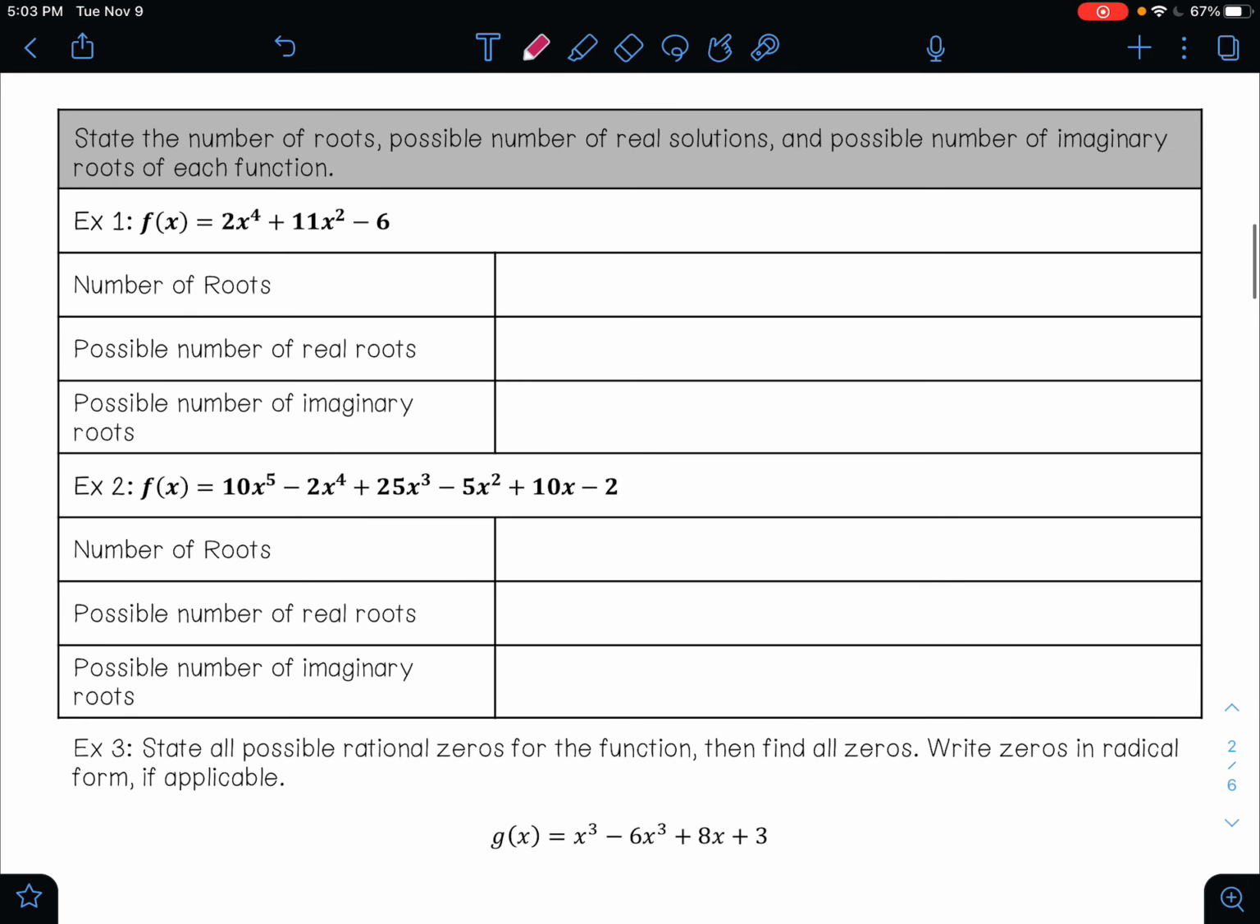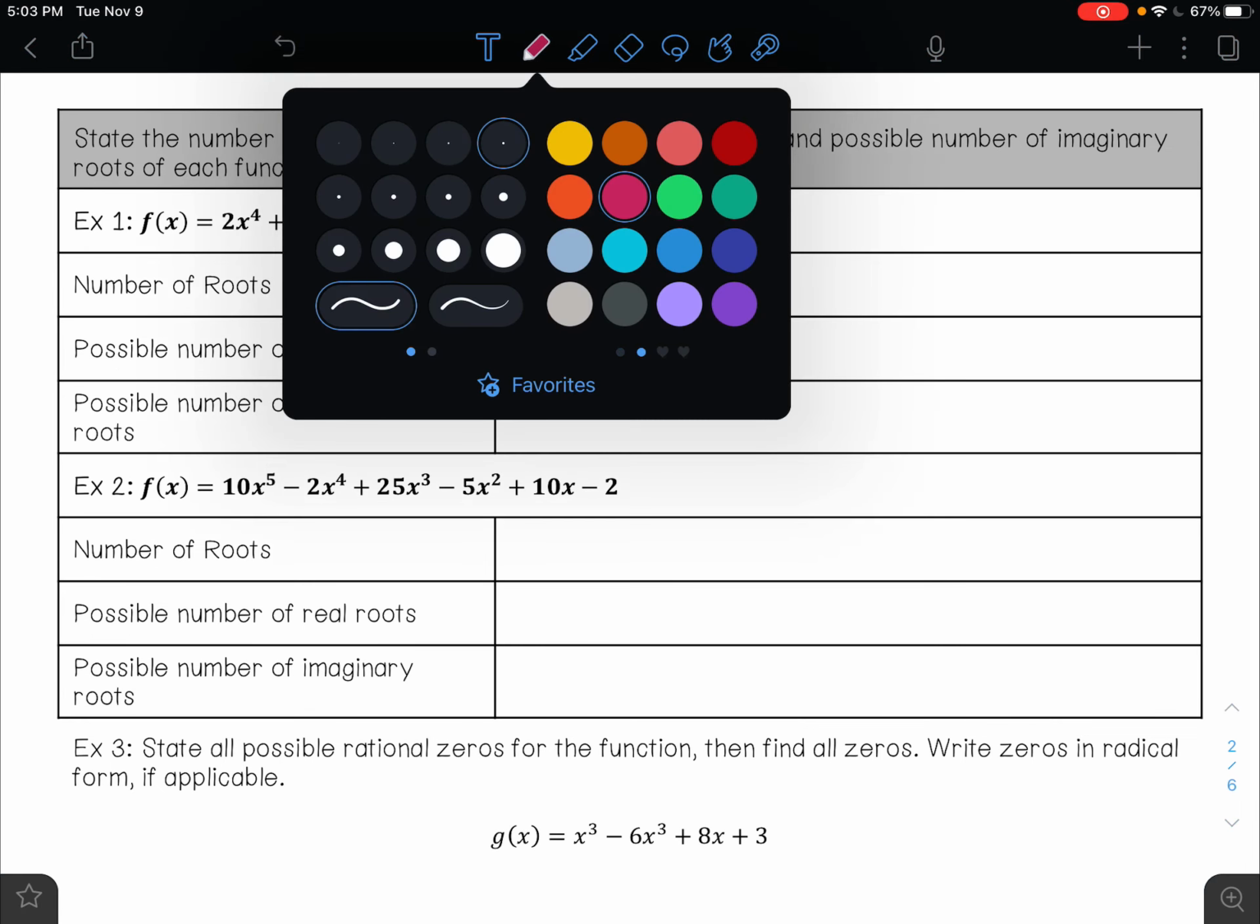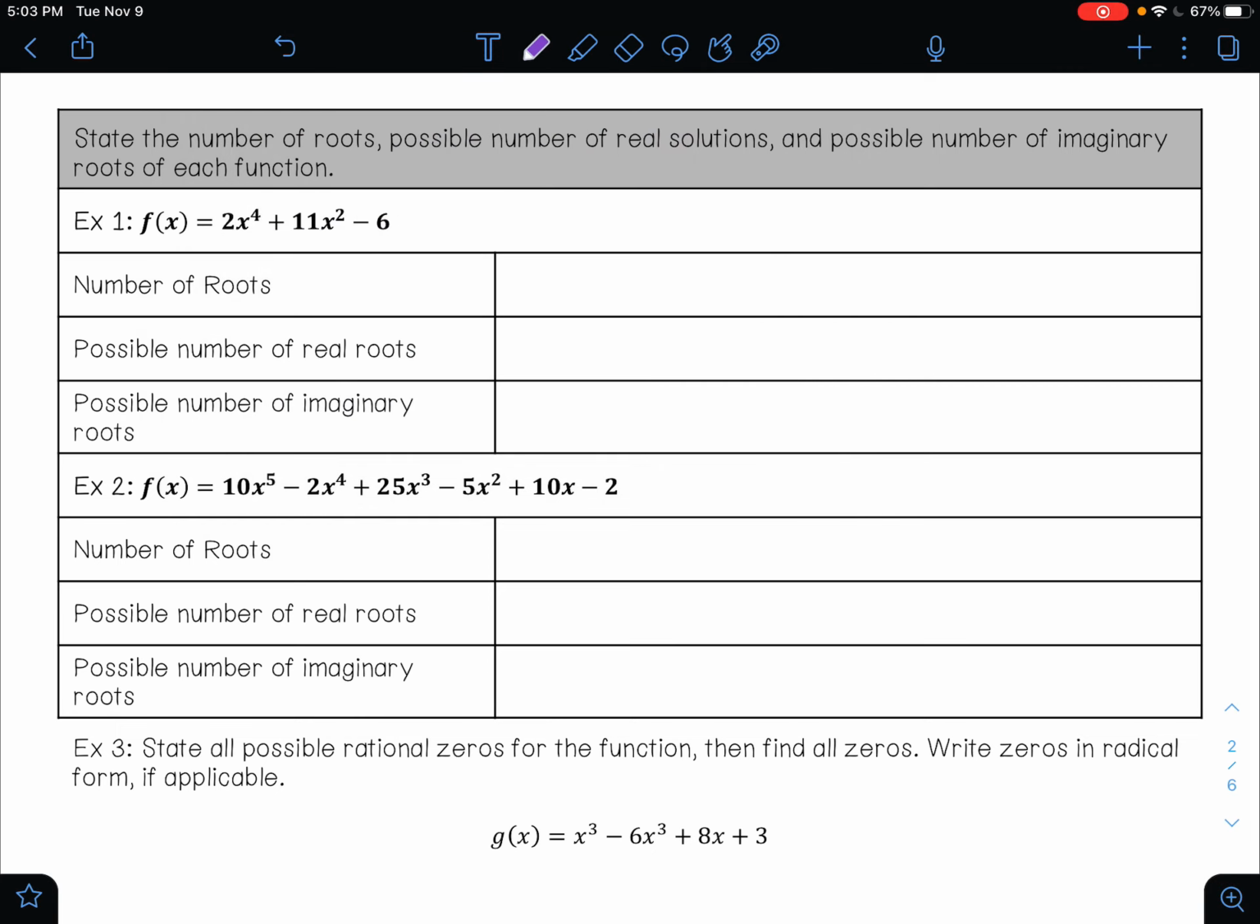On the next page, it says, state the number of roots, the possible number of real solutions, and the possible number of imaginary roots for each function. So let's see. We're using the fundamental theorem of algebra. When I look at this problem, my highest degree is 4. So I am going to have 4 roots.